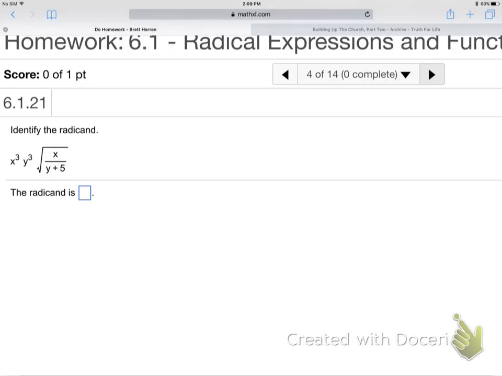The radicand. They're saying identify the radicand. I agree with you, really. It's so dumb. It's so useless. That's like saying, where's Waldo? There he is. Sometimes it's hard to find Waldo. It's more interesting than this. It's just the thing in the radical.